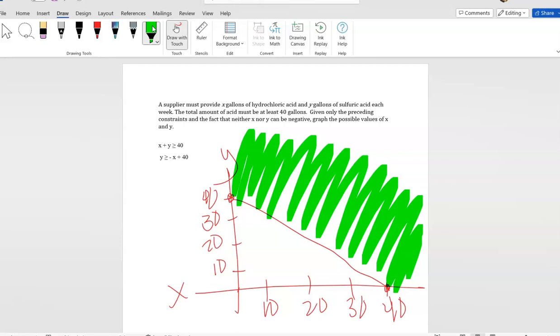Like 20 and 20 right there. And this is a solid line because I could be just at 40, but I might also want to produce more and then be out in my green area. So hopefully this helps you. This is one where I rewrote it in slope-intercept form because we could have easily done it that way too, but the intercepts are actually a pretty easy and quick way to graph this one.